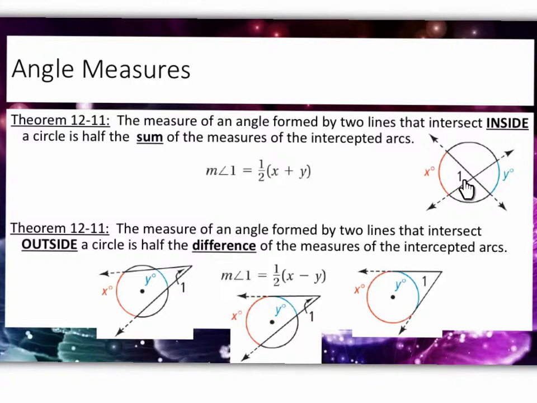So when it's on the inside, you add the two arcs and divide by 2. When it's on the outside, the angle that you're looking for, you subtract the arcs and divide by 2. So this one's adding, this one is the difference.